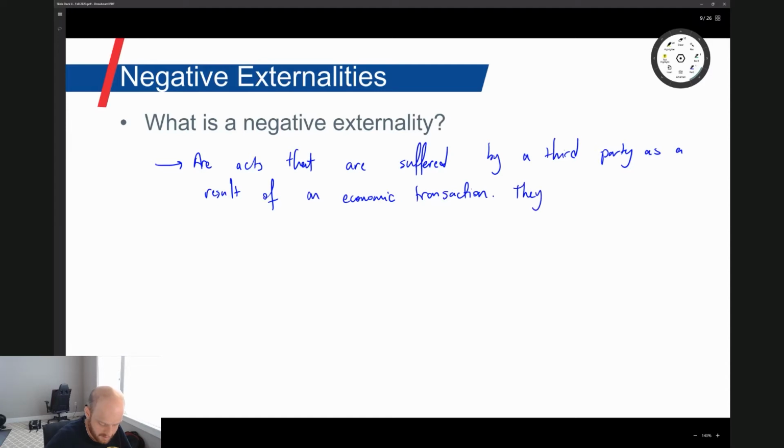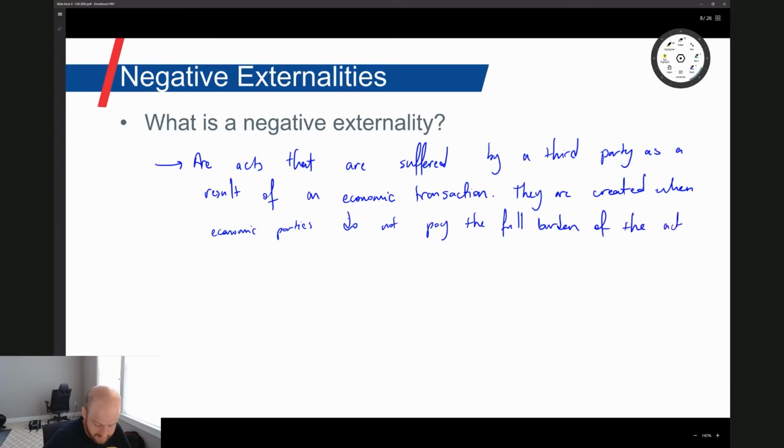They are created when economic parties do not pay the full burden of the activity. So the reason that we believe, if we are subscribing to the Keynesian theory of economics, that markets are not perfectly efficient is because of negative externalities.